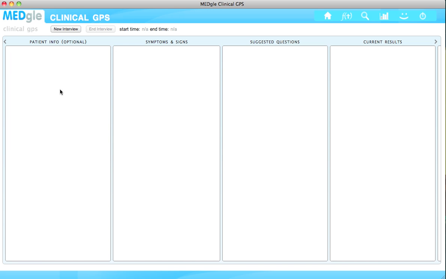So what we can see here are the four major columns. Patient information, which is entirely optional and potentially to be used when integrating with EHRs and practice management systems. Second of all is signs and symptoms, which allows us to input the information that has been collected with the patient. Third is suggested questions after we've done an initial analysis from the inputted information. And fourth, here are our current results. So let's go ahead and jump into a potential interview.